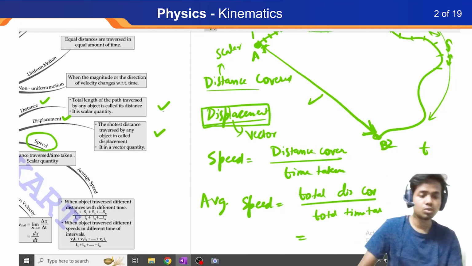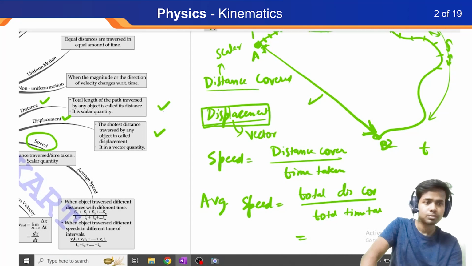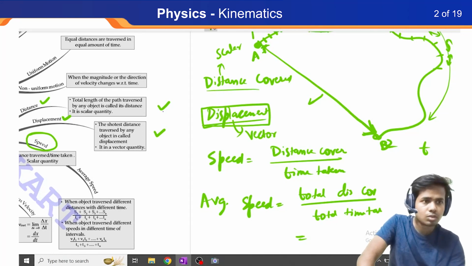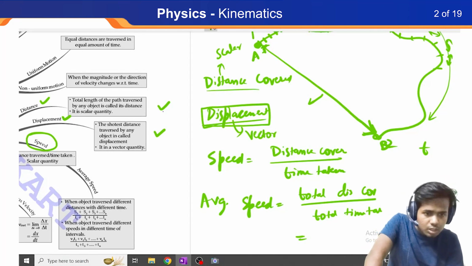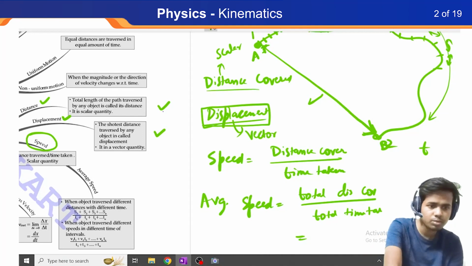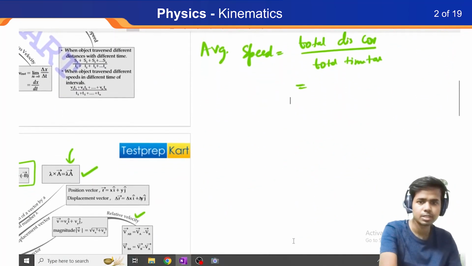Okay, so yes, what I was talking about: total distance covered divided by total time taken. Just a second, I'll scroll it up.